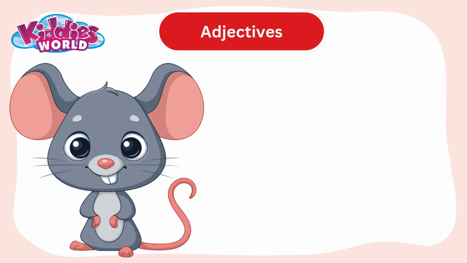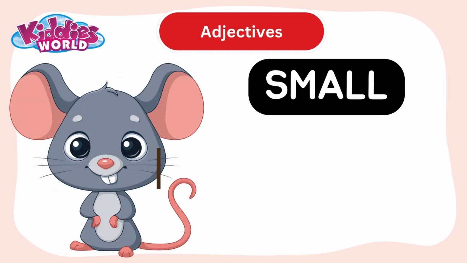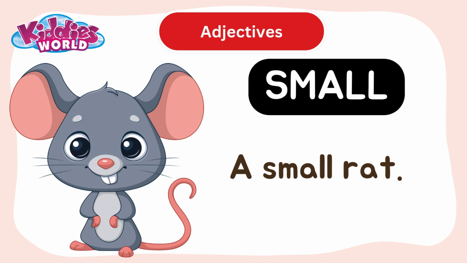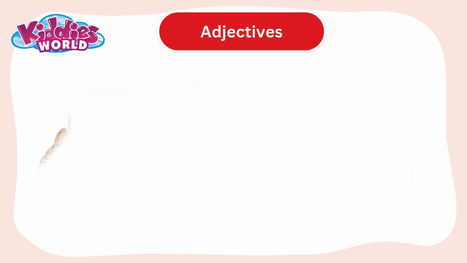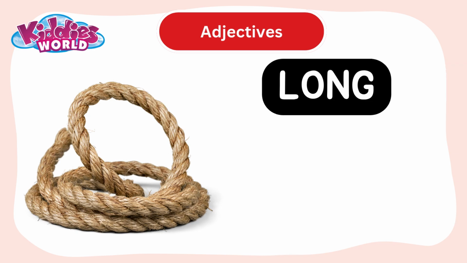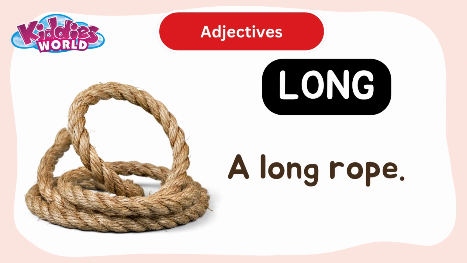Excellent, look at this rat. Adjective, small. Sentence: This is a small rat. Well done. Here's a rope. Adjective, long. Sentence: This is a long rope.